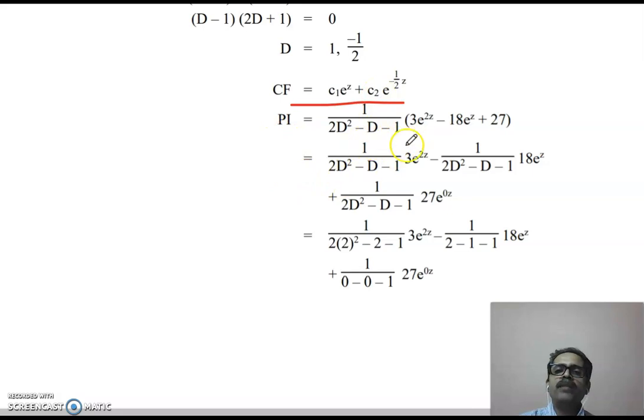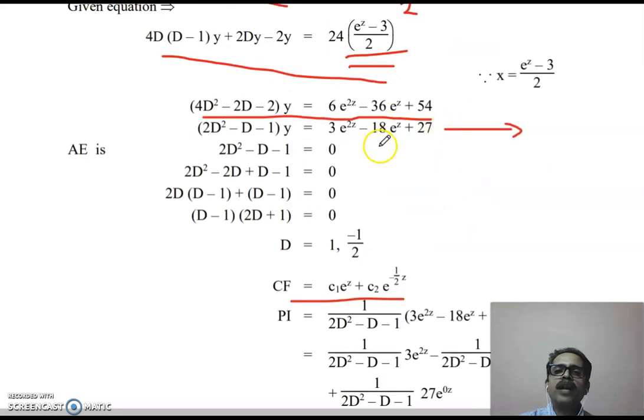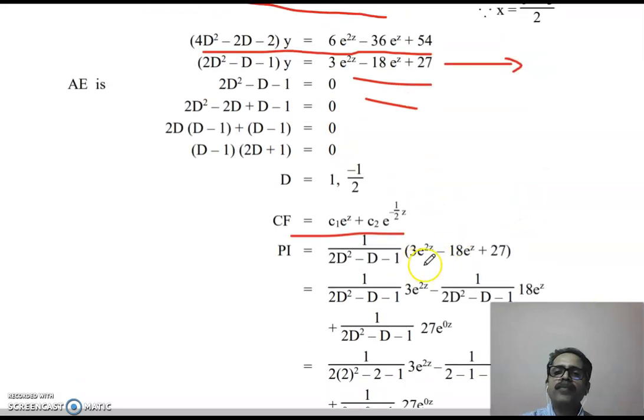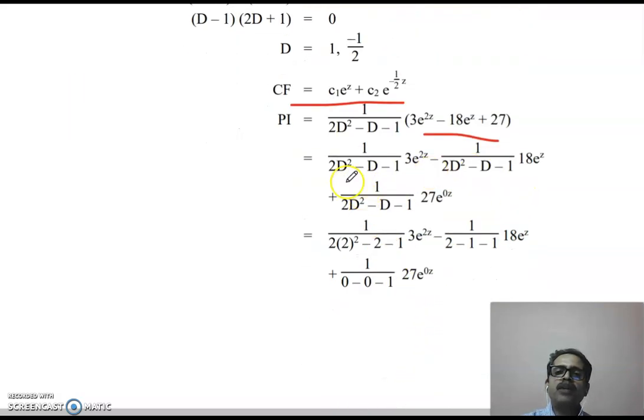And now you write the PI here. So this is the right hand side of the differential equation, and this is used here as g(z). Okay, and here how many terms? 3 terms. So the PI can be split into 3 terms. The operator acts on the first term, minus sign, the operator acts on the second term, plus, and the operator acts on the last term.